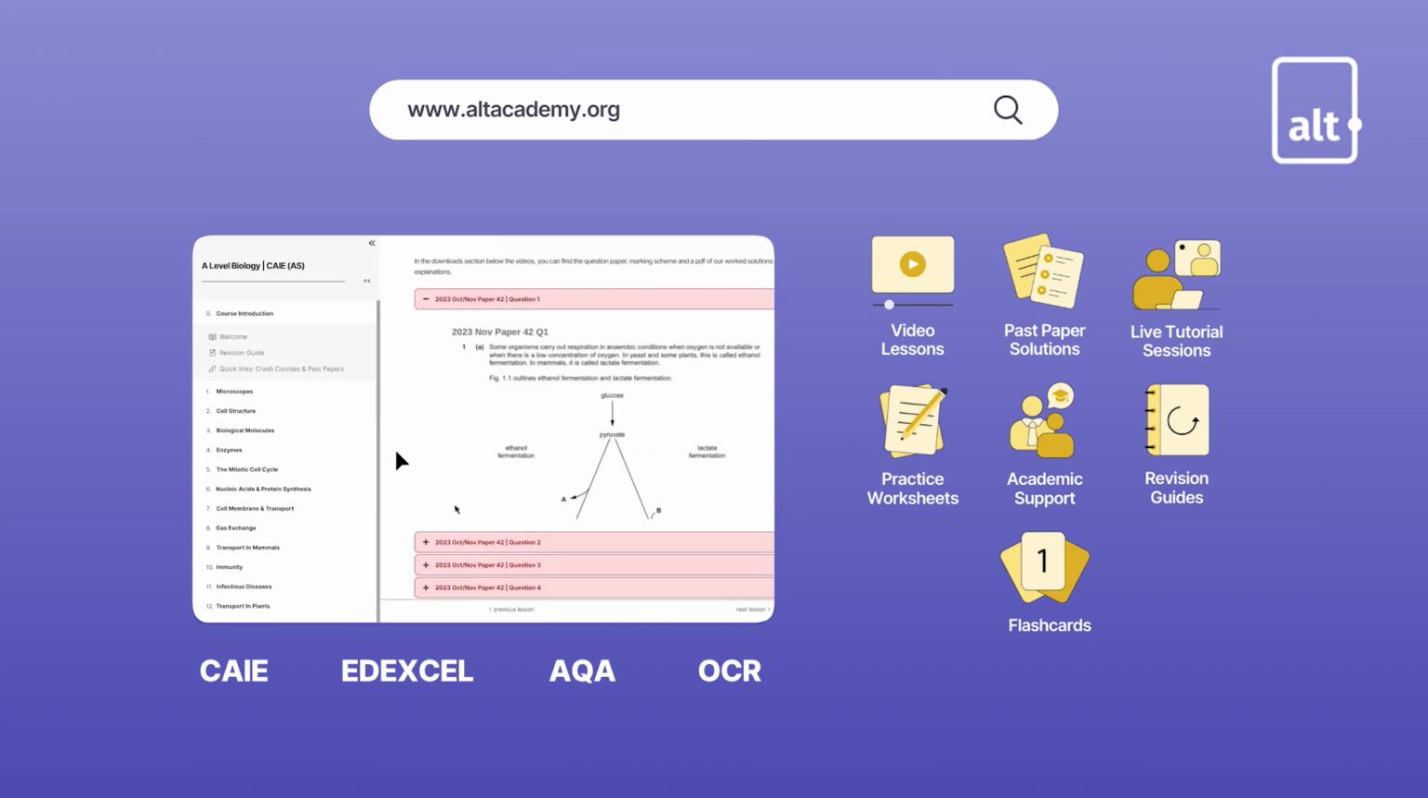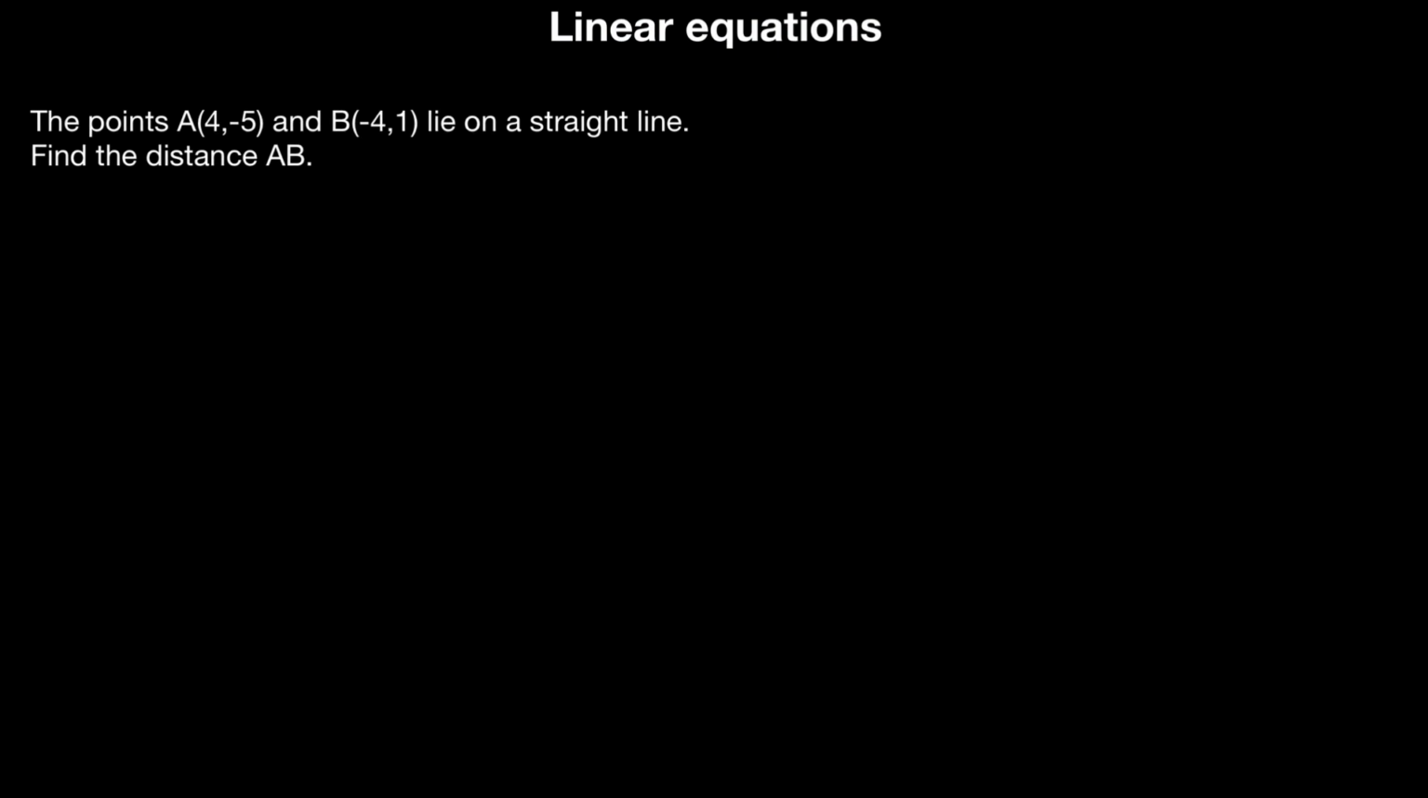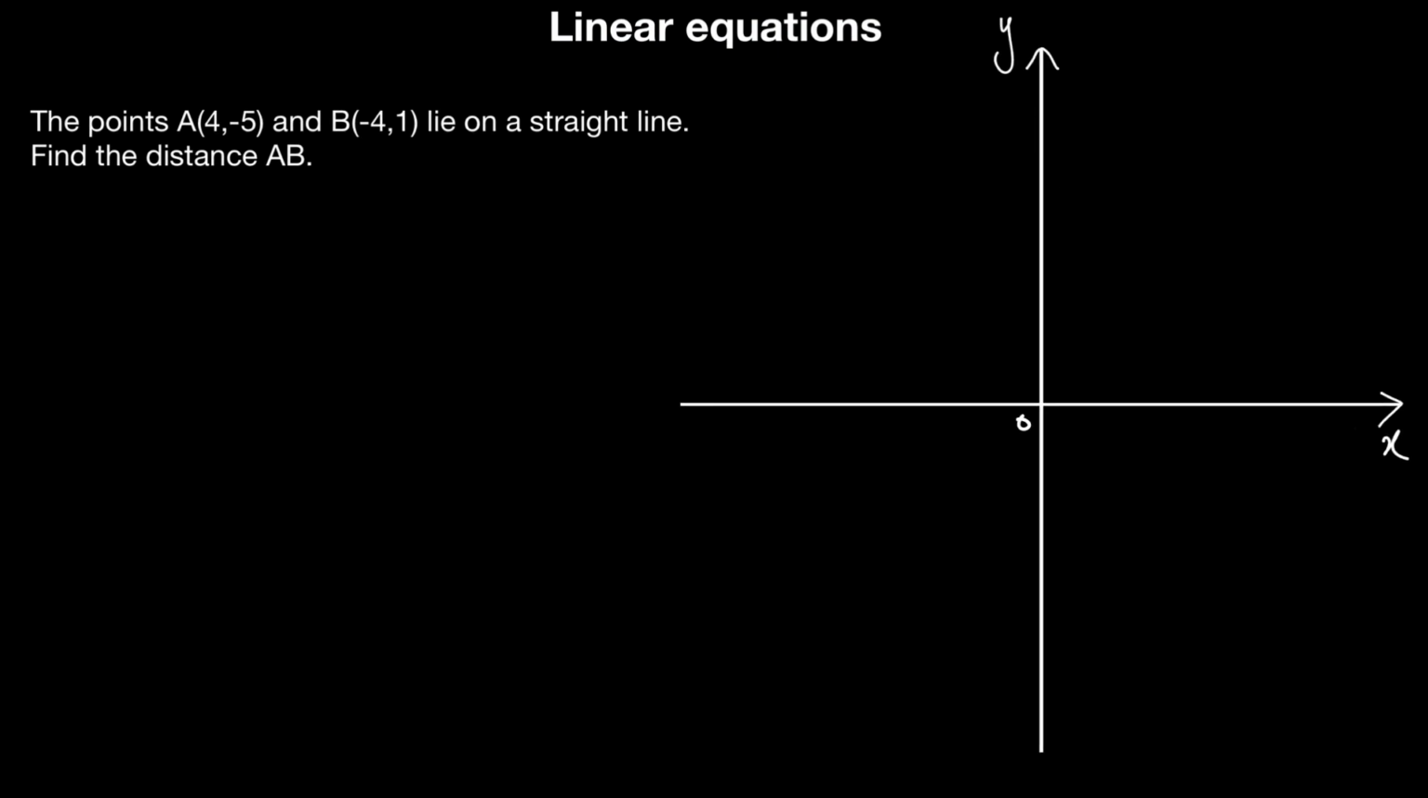Now, let's continue. They've told us that the points A and B lie on a straight line, and they want us to find the distance AB. Now, let's first quickly draw a sketch. The point A, which has coordinates 4, minus 5, and the point B, which has coordinates minus 4, 1. This is the point B, and this over here is the point A. And let's draw a straight line through this.